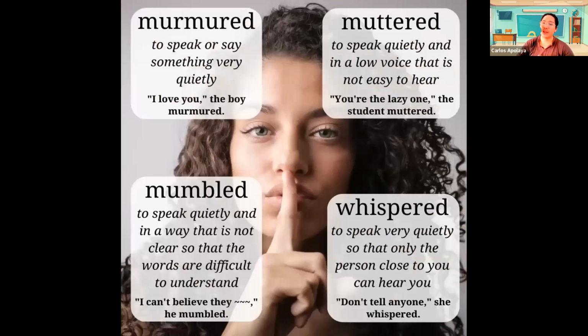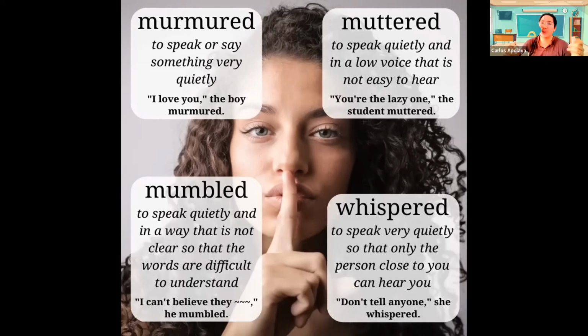Muttered, que dice acá, hablar muy bajito, que no sea muy fácil de escuchar. Pero es que tú no quieres que la otra persona se escuche, en cambio el contexto no es, cuando tú dices algo como, oh, qué cuervo, y no te escucha la otra persona, hablas bajito para ti. Ese es muttered. Si tú lees aquí el contexto, dice solamente que hables bajito y que no sea fácil de escuchar. El contexto es importante.